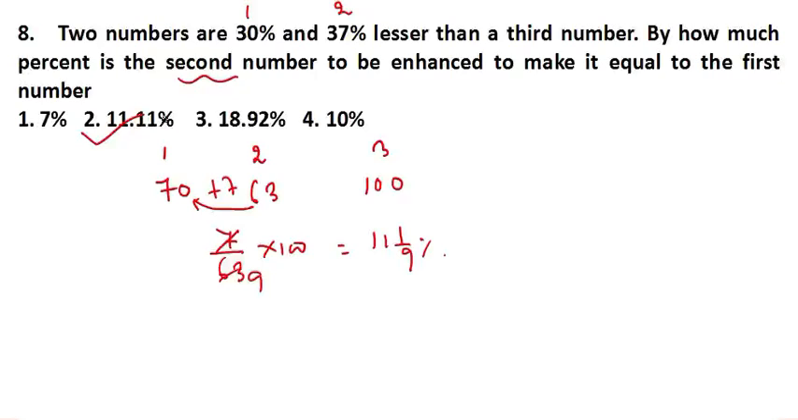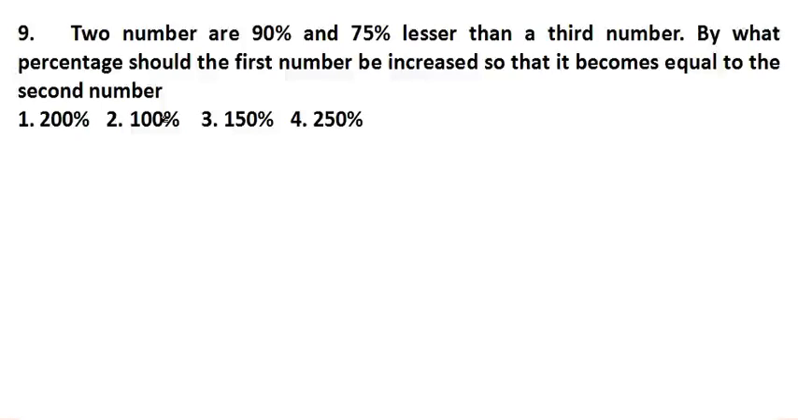Okay, let's move ahead. Question number 9. Read the question carefully. This is almost the same as the previous question. Here it said that this is the first number, this is the second number and the third number. We do not know the third number. So I can assume the third number to be 100. The first number is lesser than the third number by 90%, means it will be 10, and the second will be 25. The first number is to be increased so that it becomes equal to the second number. Now by how much percent will it increase so that it becomes 25?